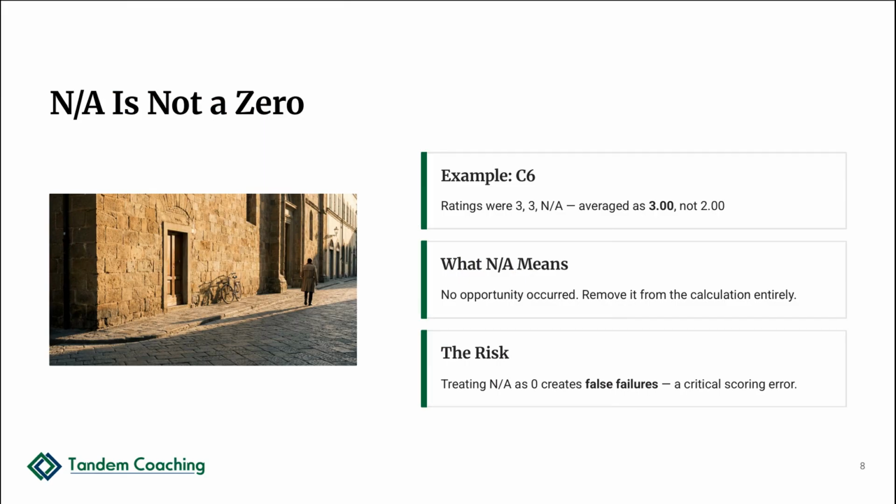Let me come back to NA handling because it matters more than people realize. In our example, C6 had ratings of 3, 3, and NA. The average was 3.0 based on 2 ratings. If that NA had been treated as a 0, the average would have been 2.0, and the total raw score would have dropped. NA means the behavior had no opportunity to appear. It does not mean the coach failed to demonstrate it. Treating NA as 0 is one of the most common scoring errors, and it creates false failures.